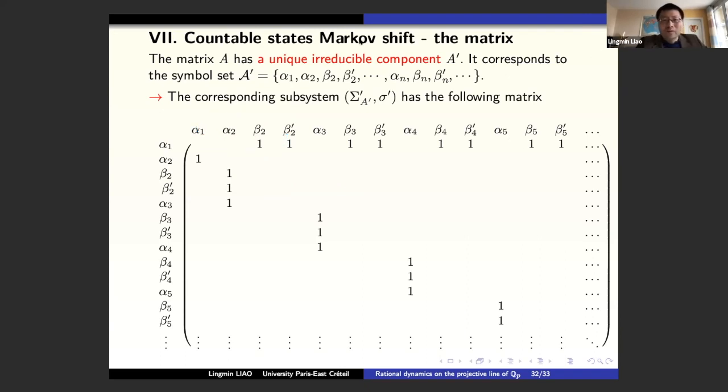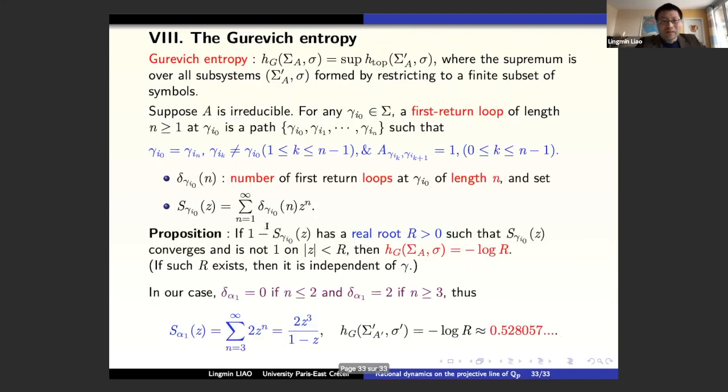The number of length n loops is always 2. So this is your series. You get this series, you calculate the root of 1 minus this square. You take the root, you take the minus log, and you have your entropy. Yeah. So I should stop. Thank you very much.